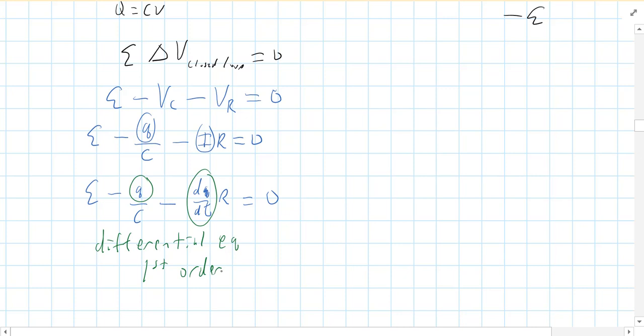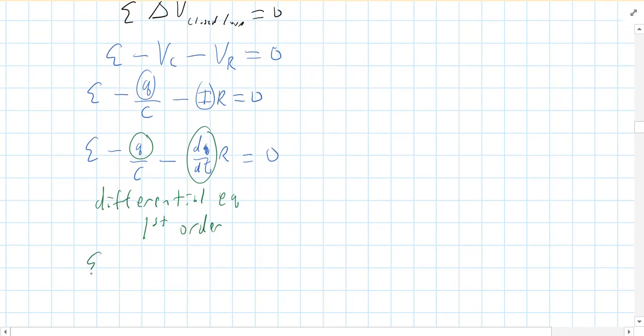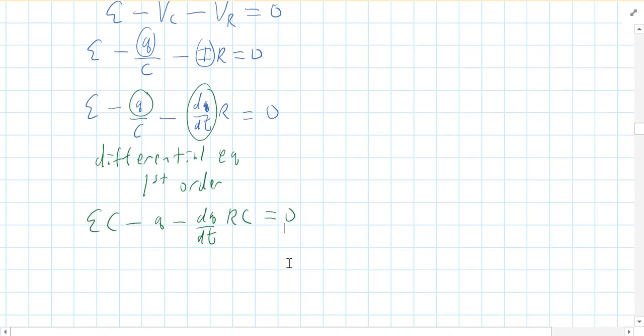Okay. So in order to solve a first order differential equation, there's several ways to do it, but the way we're going to talk about is we're going to separate the variables. You have two things. You have Q and you have time. So we got to get the Q's on one side of the equation, the dt on the other side of the equation. So, if you do some algebra here, I'm going to multiply everything by C. So you get EC minus Q minus dQ/dt times RC equals 0, right? And then basically, you get the dt by itself, or dt divided by RC.